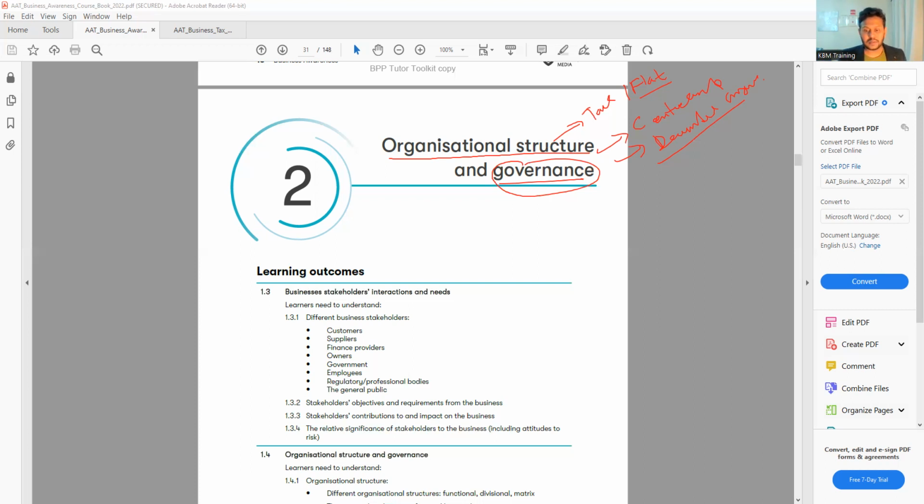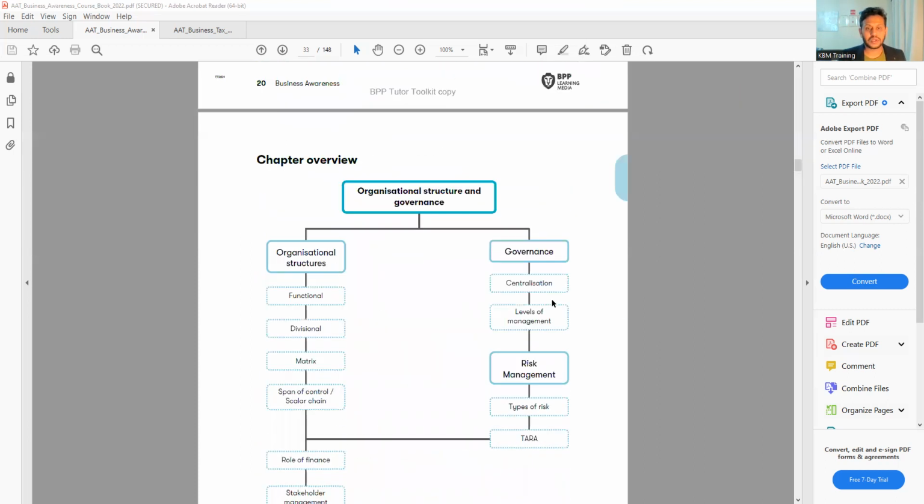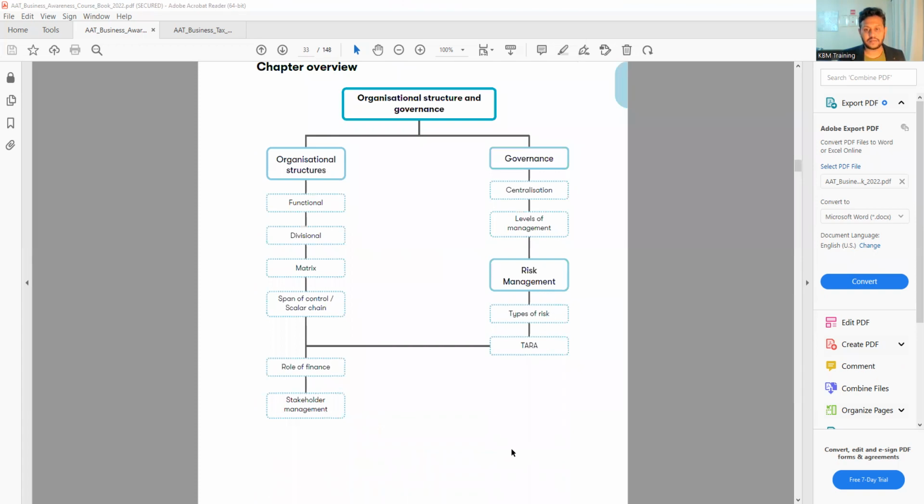All right, let's look at our chapter overview. Let's have a look at what we have here. On the chapter overview, you can see we have a few things. We have governance, so the governance could be centralized, level of management, and we have a function, divisional, and the matrix. Matrix is like when you have a mixed culture of the organization, or you follow the matrix structure. Then we have span of control and the scalar chain, role of the finance, stakeholder management, and we have the types of risk.